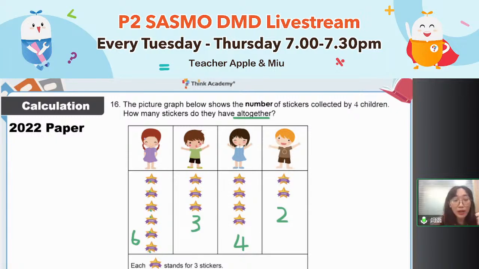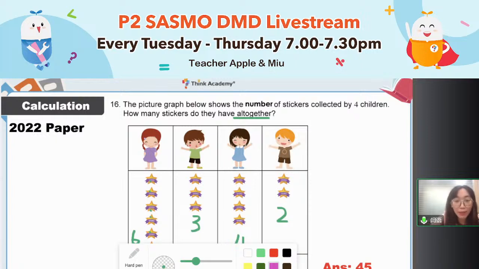Cannot, okay? Because according to the sentence here, each sticker here actually stands for 3 actual stickers. So after this, what should we do? You need to multiply by 3 as well. 15 times 3 equals to 45.